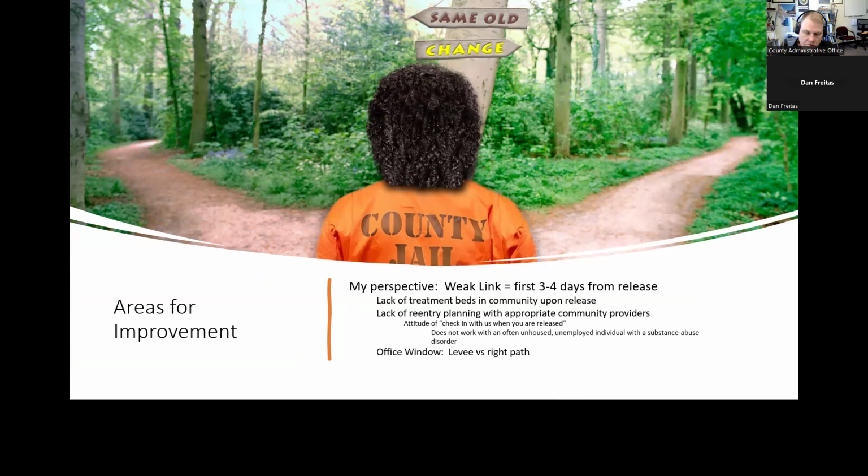What I saw was that there was a lack of treatment beds in the community, especially for substance use disorder and mental health, and a lack of real reentry planning with appropriate community providers. We did a little bit within the sheriff's office, but really our jurisdiction ends once they get released and then they're out. And so I wanted to invite the community and the providers that were offering these services and helping plan for this into the jail, and get them to start that process of working with people before they get released.